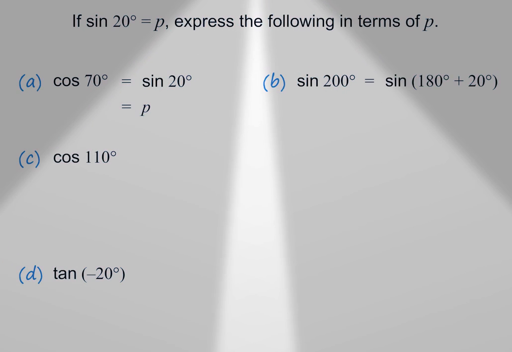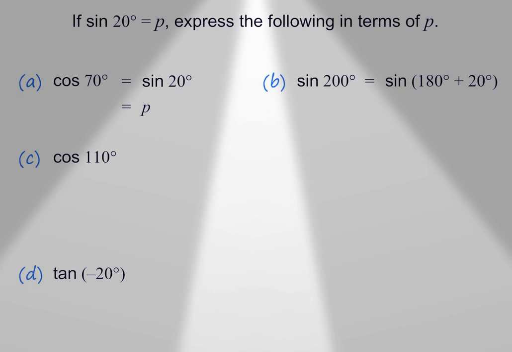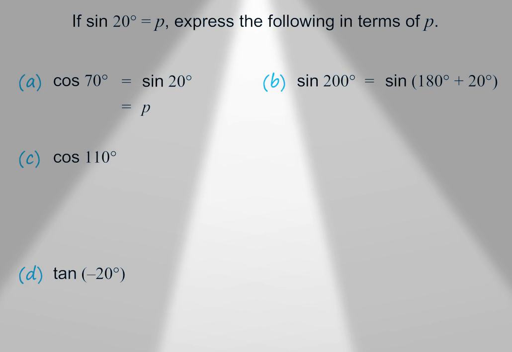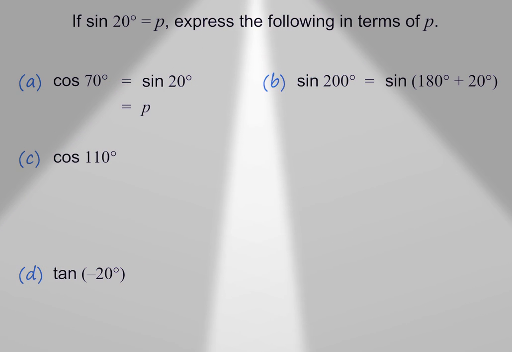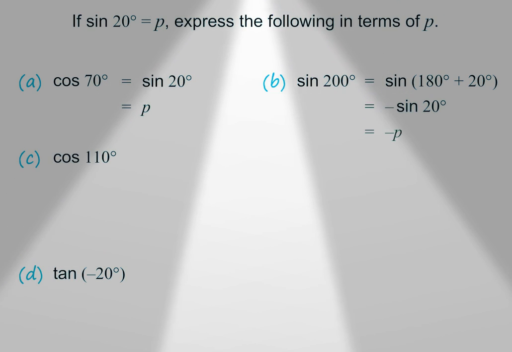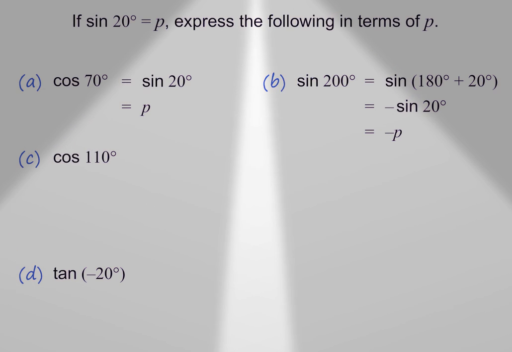To answer part B, we first need to reduce 200 degrees to an acute angle. We begin by rewriting 200 degrees as 180 plus 20 degrees. This reduces to minus sine 20 degrees, which in terms of p is minus p. This completes part B.